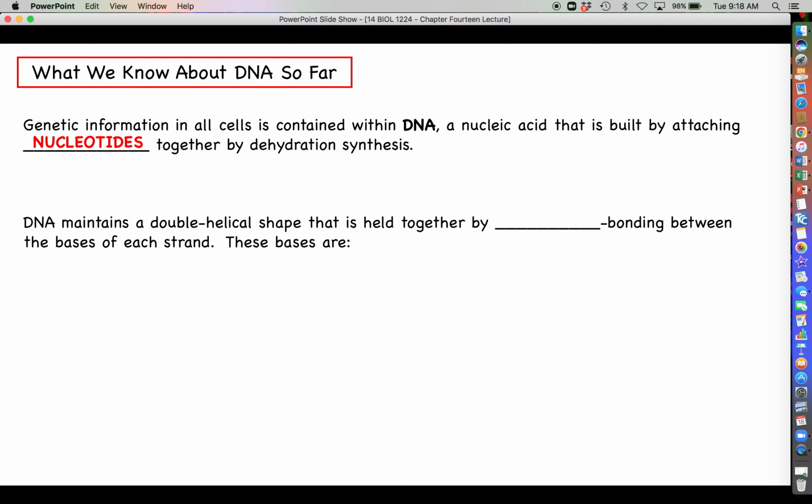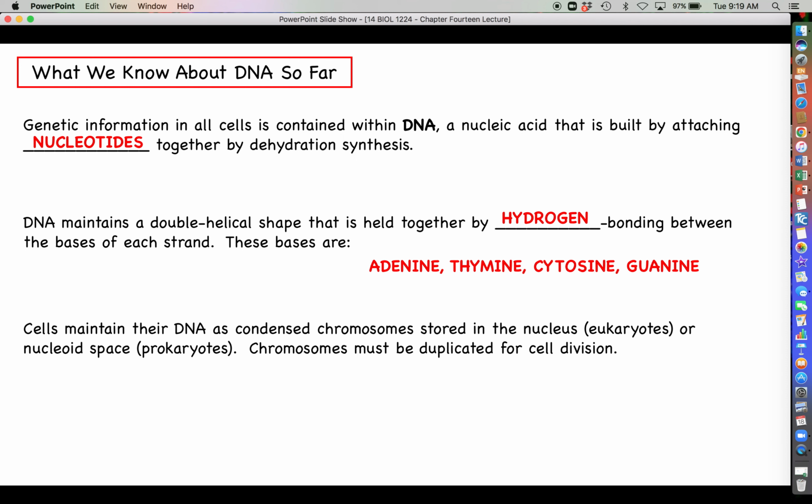Okay, so we also know that DNA maintains a double helical shape as opposed to RNA, which is single-stranded, and DNA is held together by a certain type of chemical bond between bases that allows the two strands to be held together. So if you don't remember, this type of chemical bond was, of course, hydrogen bonding. So DNA contains 4 different types of nitrogenous bases that are a part of the different nucleotides, and these bases are adenine, thymine, cytosine, and guanine. RNA contains the same bases, except for thymine, which is replaced by uracil.